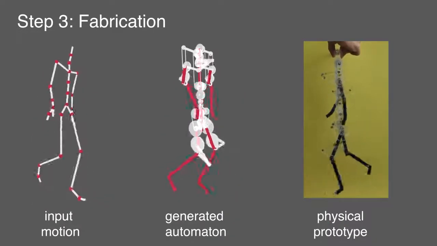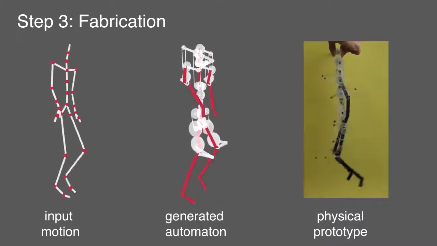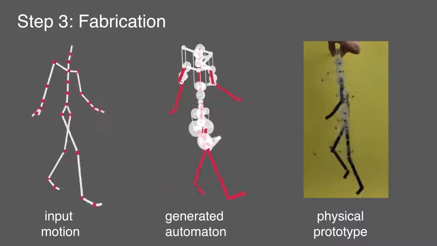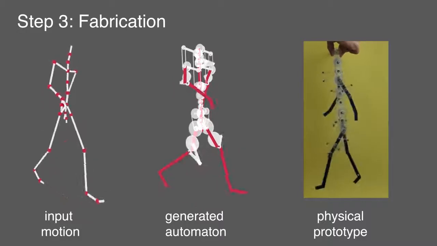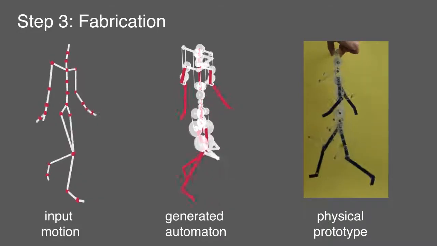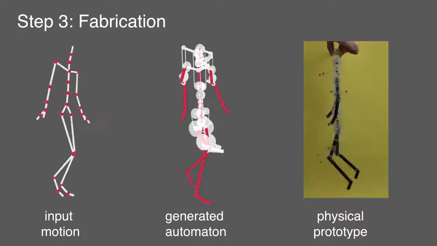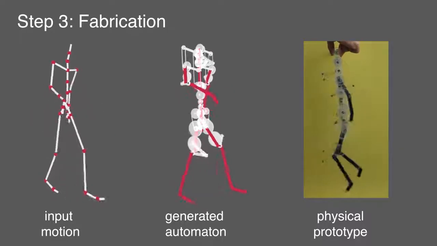The resulting automaton can easily be fabricated. The planar mechanical parts, such as gears and linkages, are laser cut. We use off-the-shelf pieces for the remaining pulleys, shafts and pins. Our designs can be driven by a single input motor as shown here.